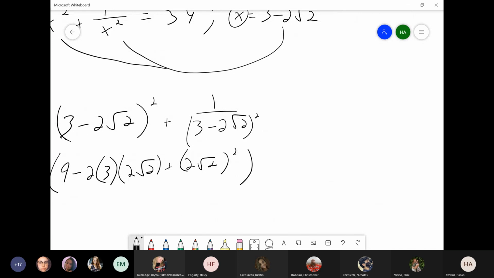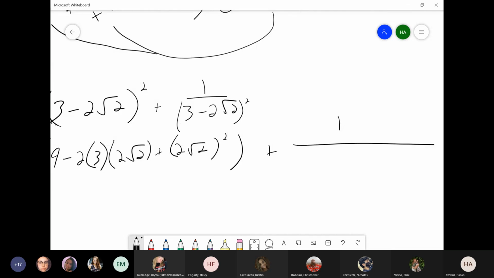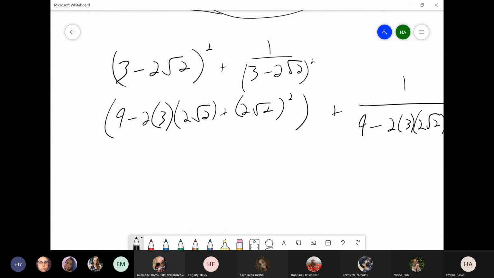Then for the other side over here, for the fraction, note that because we have the exact same number, right? We have x squared, and we also have the x squared in the denominator. It's the same number squared, right? So all the work that we just did, we can just repeat, but just in the denominator, right? So this is also 9 minus 2 times 3 times 2 square root of 2 plus 2 square root of 2 quantity squared. Okay? Let's go ahead and try to simplify things again.